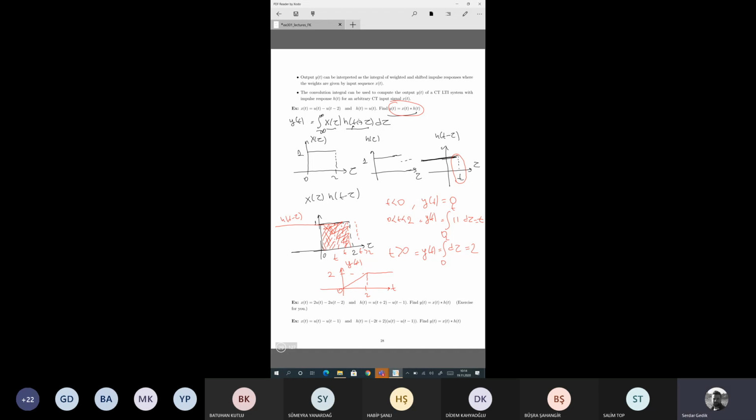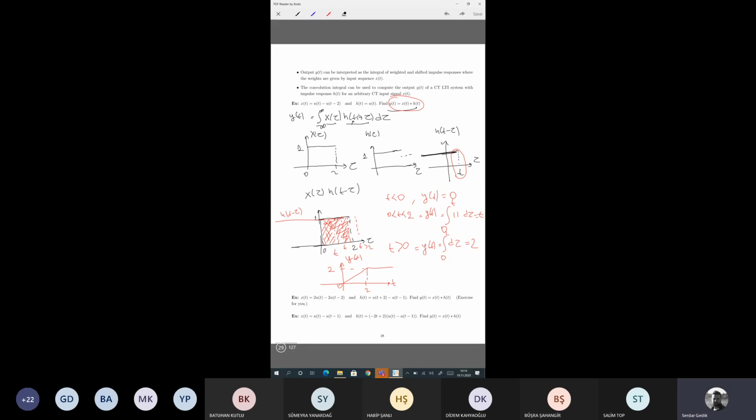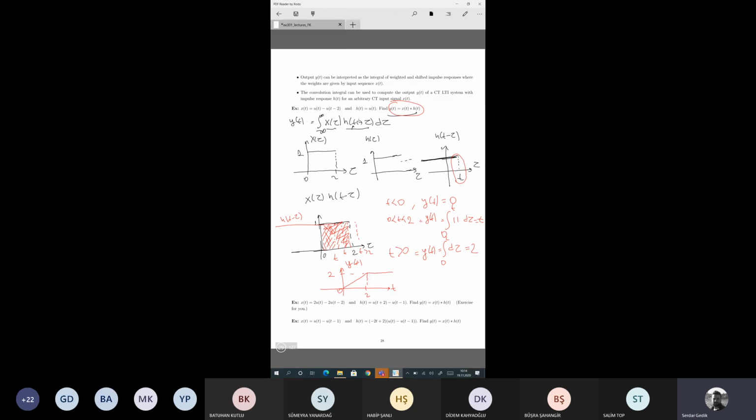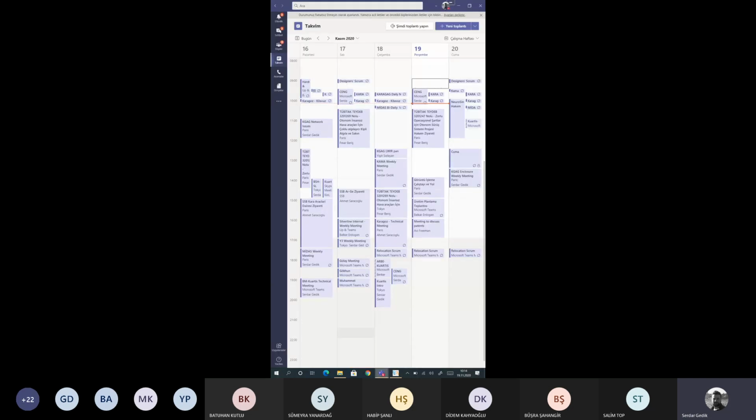So here you have an exercise. So please try to solve this exercise by yourself. And in the next week, I will start with solving this example.